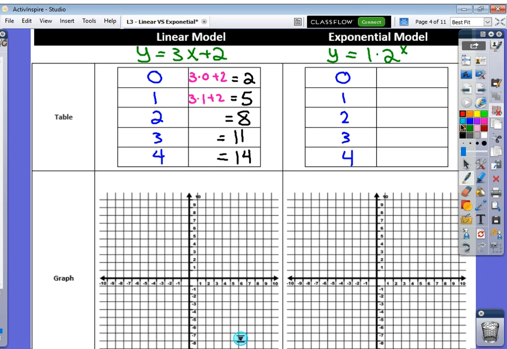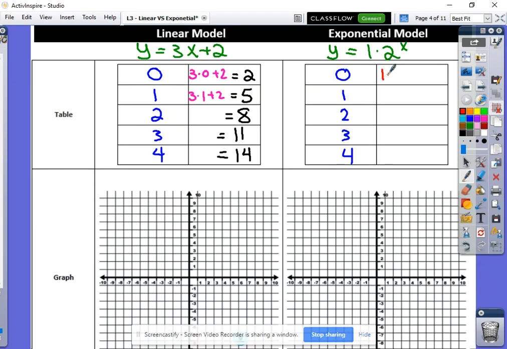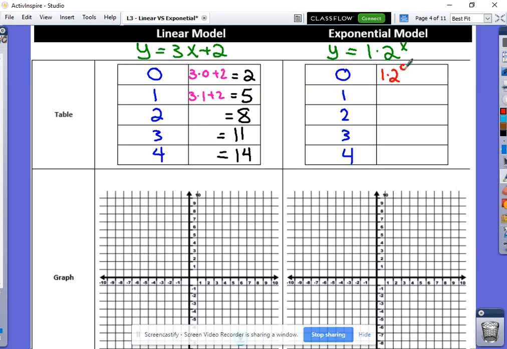Now, what about the exponential form? So for the exponential form, if we plugged in, we'd have 1 times 2 to the 0. Well, you can see that 2 to the 0, we've already talked about that, that's just 1. So 1 times 1 is 1. There you go. Okay, let's plug in positive 1. So 1 times 2 to the 1. Well, 2 to the 1 is 2. 2 times 1 is 2.